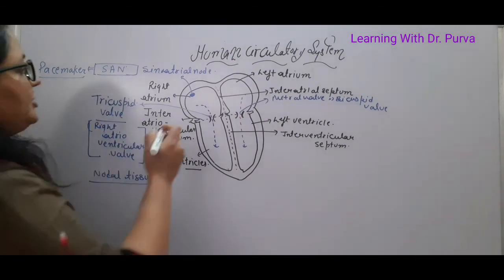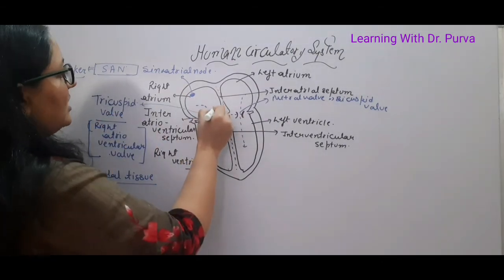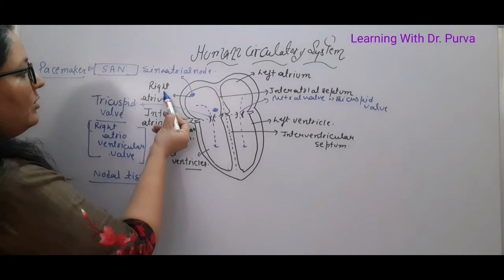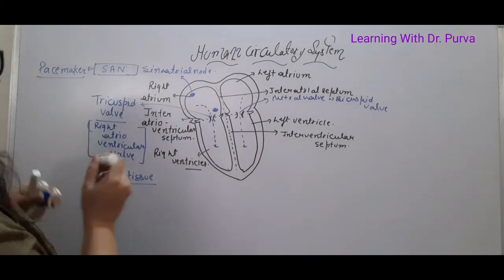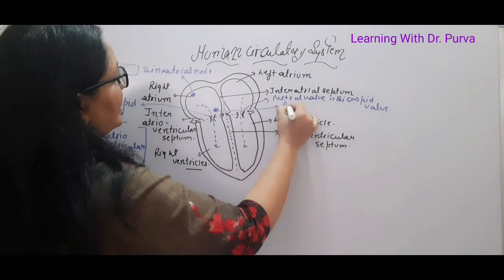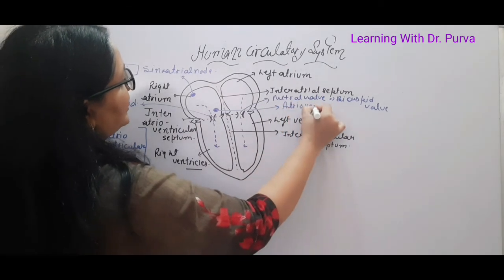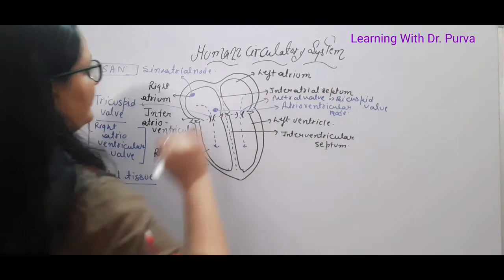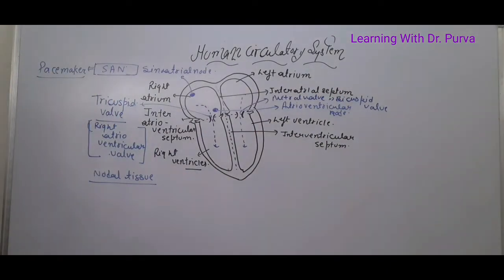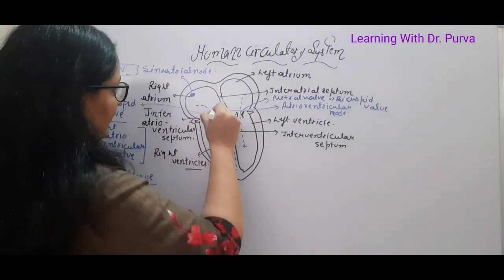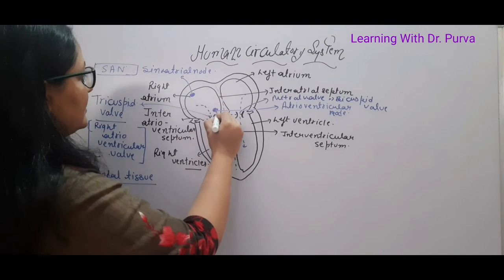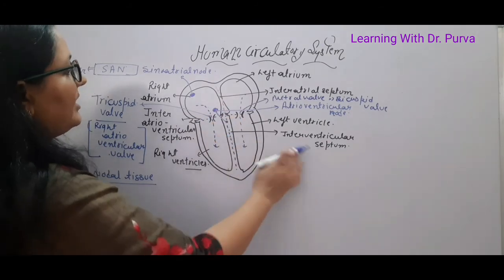Then after, some nodal tissue is also present at the lower left corner of the right atrium, and this tissue is known as atrioventricular node or AV node. Fine. Now the next other nodal fibers, like some fibers which will come from this AV node, and then they will pass through this atrioventricular septum and then reach the interventricular septum.